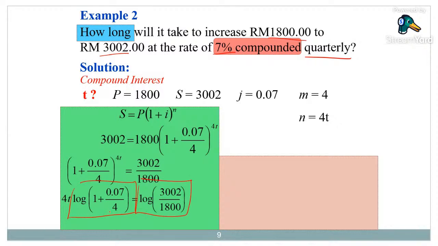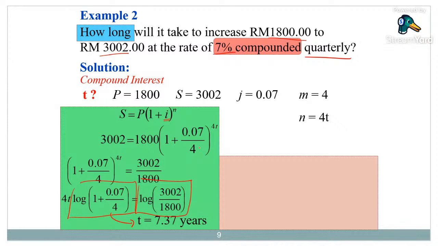So you nak dapatkan 40, you bahagikan dia. So 40 is equal to log of 3002 over 1800 divide with log of 1 plus 0.07 over 4. So dia dapat dah 40 divide by 4 lah, nak cari nilai T. So you dapat 7.37 years kat situ. Okay, so dapatlah nilai tahun. Ini kena apply formula yang I kena ubah jadi J over M. N pun kena ubah jadi MT.